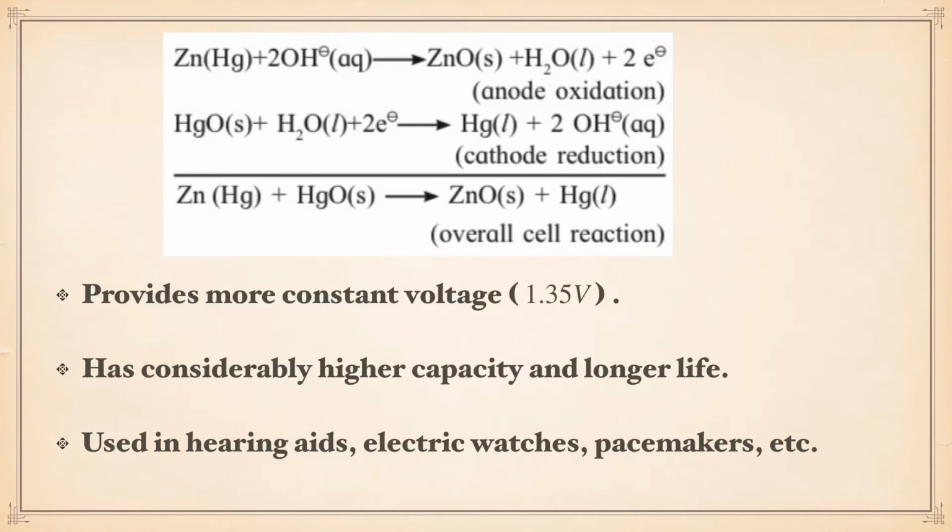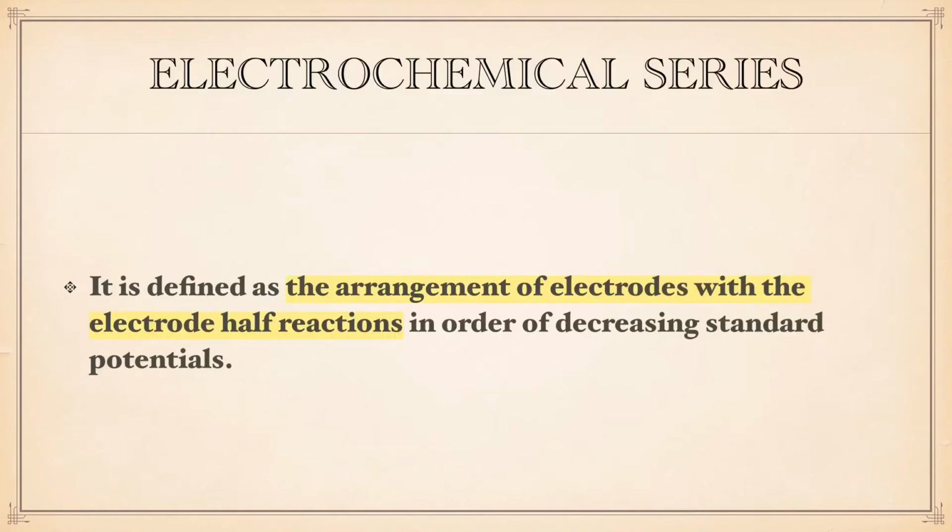Okay, now this cell provides more constant voltage as compared to the primary dry cell. Why is it so? Because there is no change in electrolyte composition during operation. Now it has considerably higher capacity and longer life, and it is used in hearing aids, electric watches, pacemakers, etc. Next very important topic, electrochemical series.